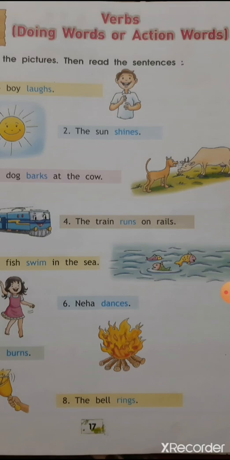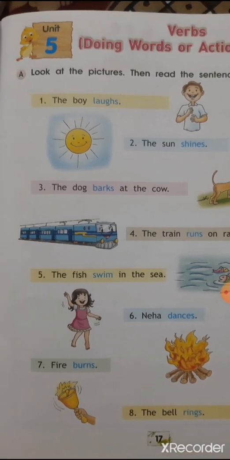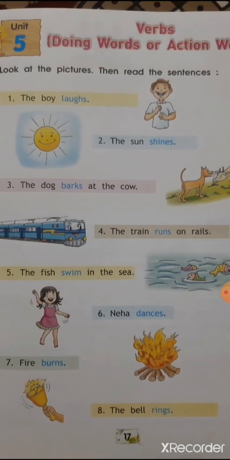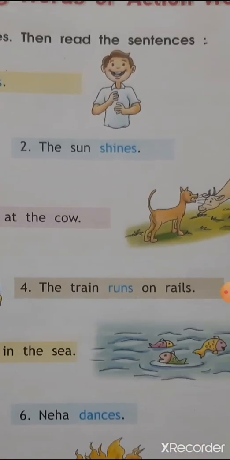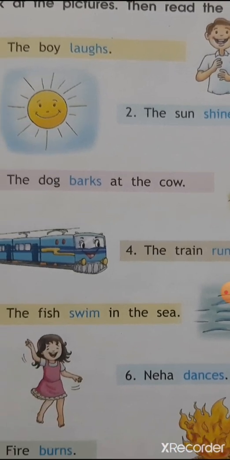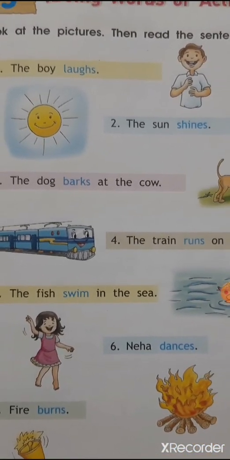Okay, so let's have a few examples with pictures. Look at the picture, then read the sentences. The boy laughs. The boy is laughing. The action is laugh. The word laugh is informing us about the action that the boy is laughing. The sun shines. The word shine is telling us that the sun is shining.